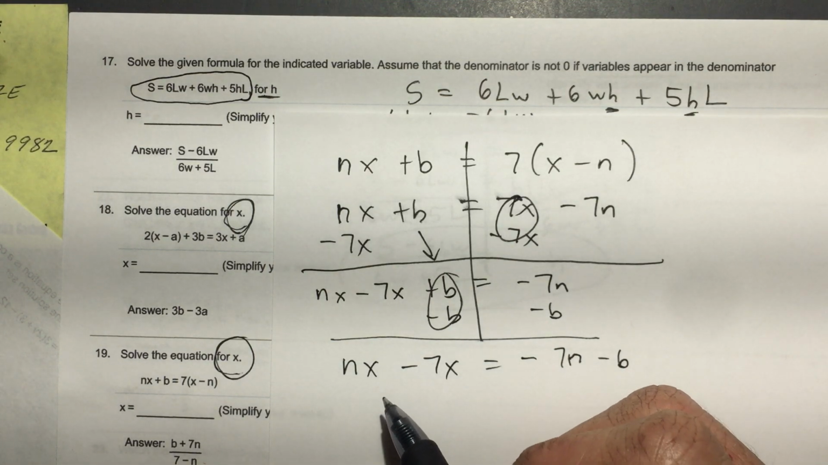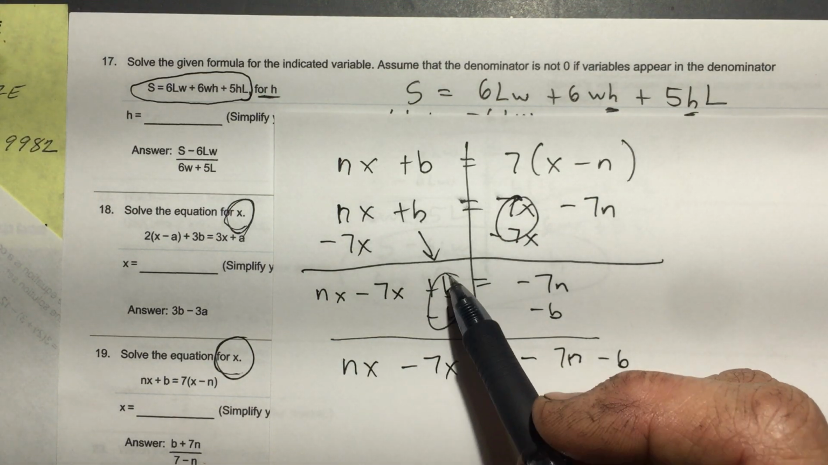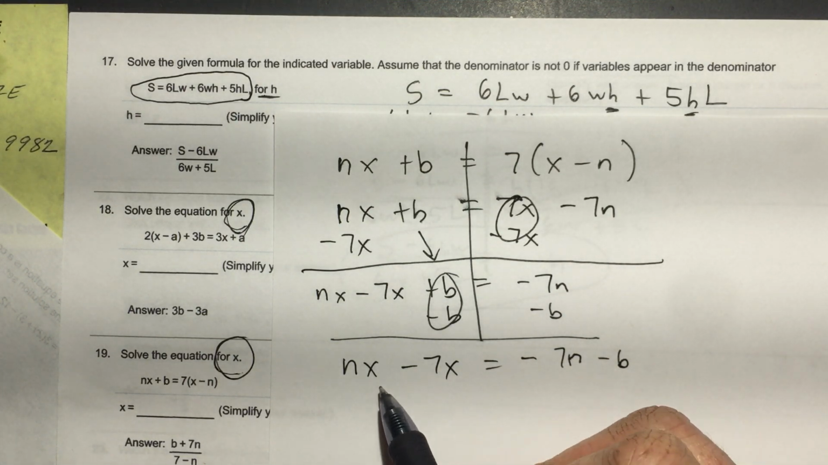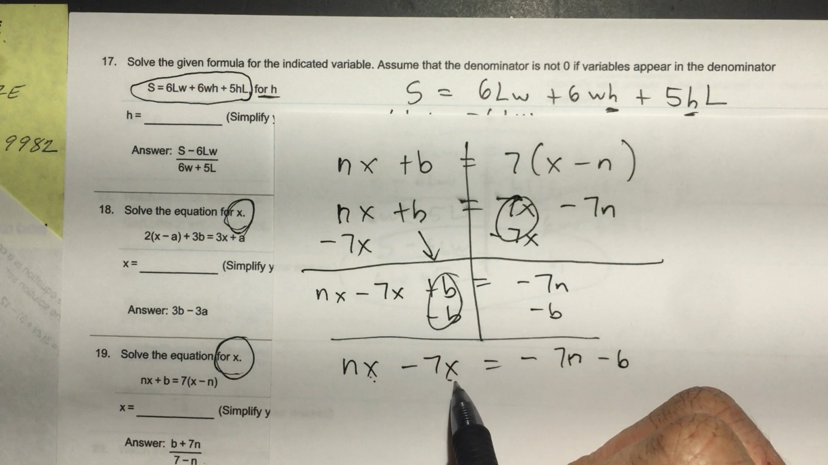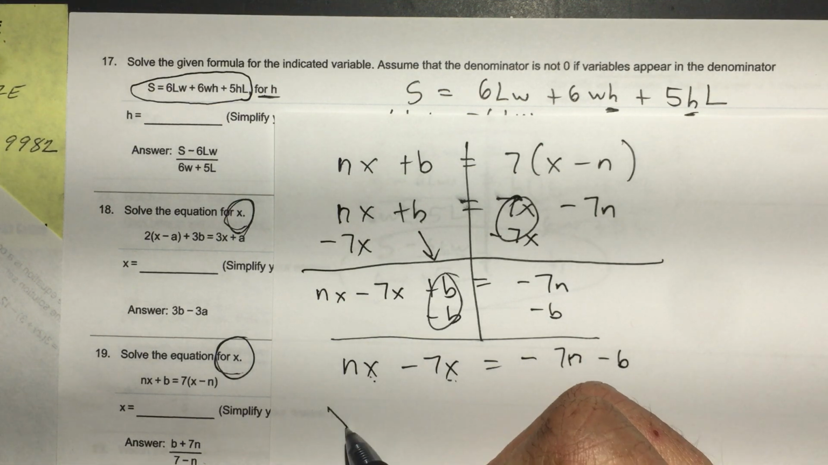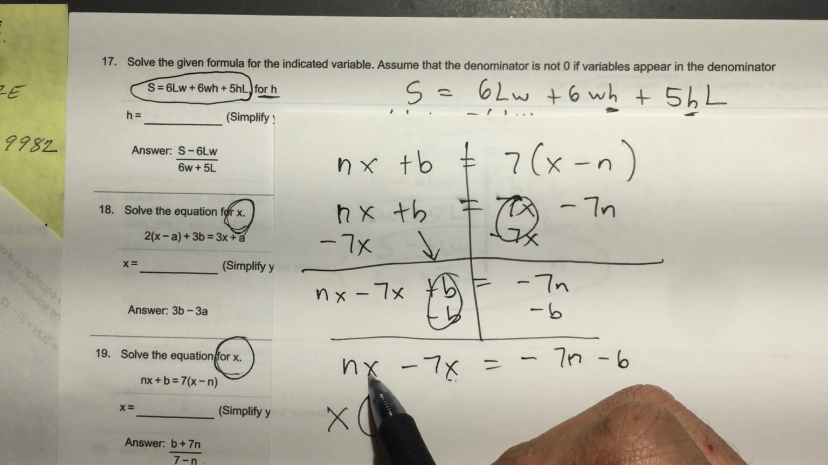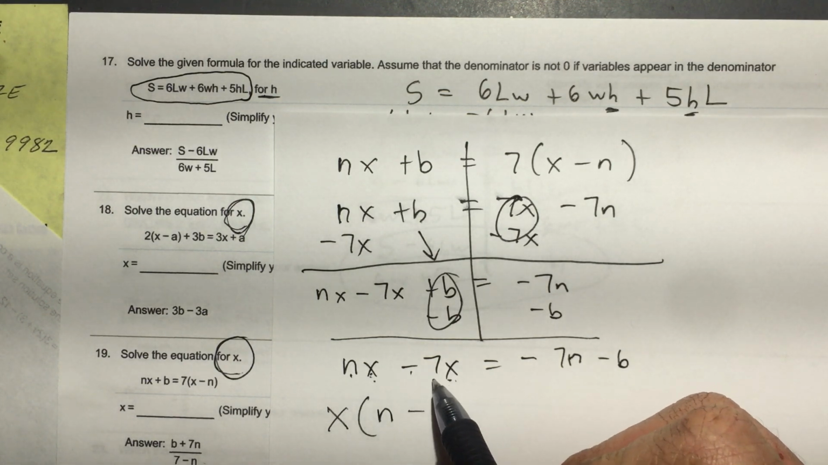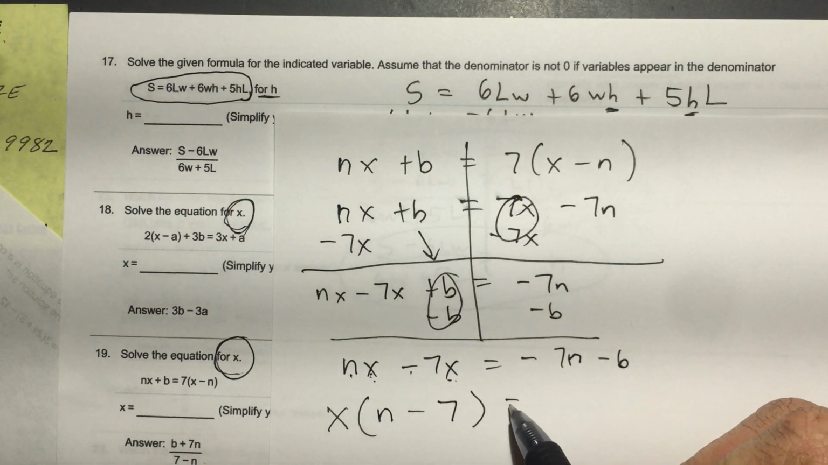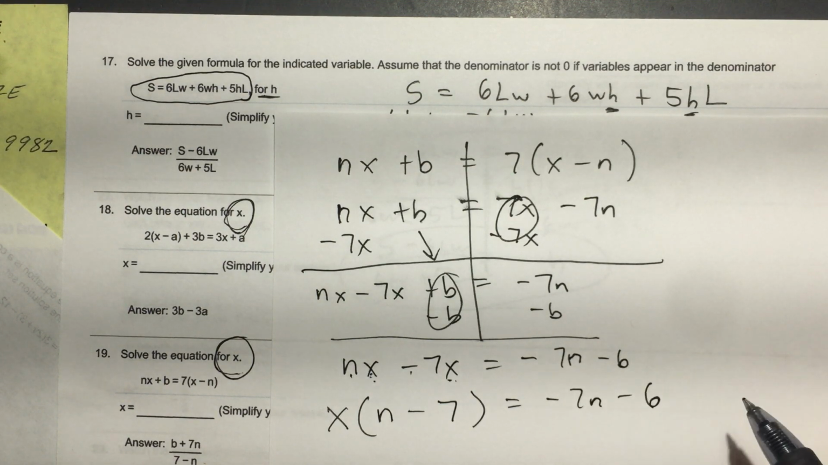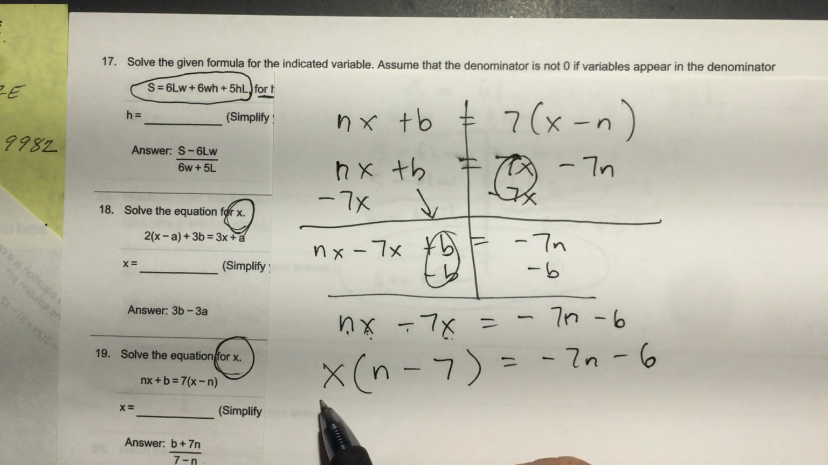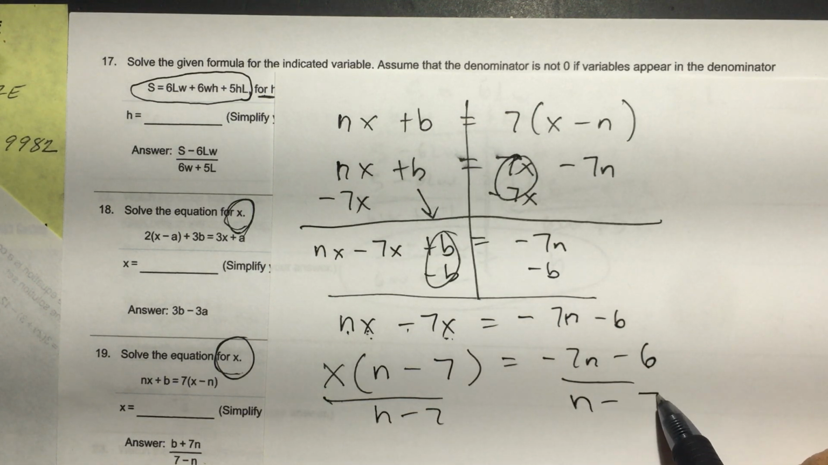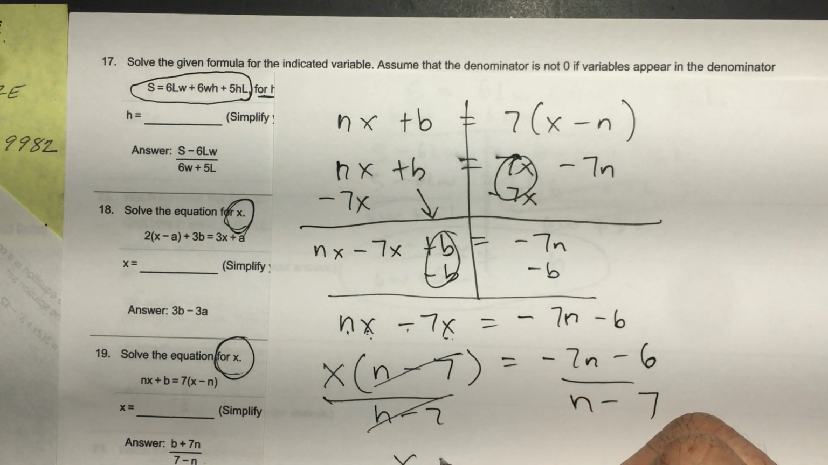All right, so you see my work I did here. Now, here's my x terms, so I'm going to do like I did earlier. I'm going to factor it out. If I take the x out of this one, I'll have just the n minus. And if I take the x out of this one, I'll have the 7. So I have x times this, so I'm going to divide both sides by this, which makes this cancel.